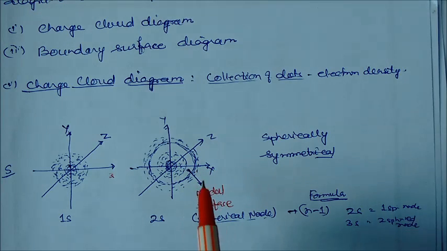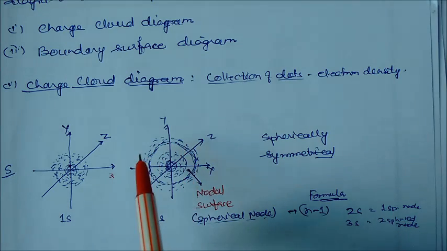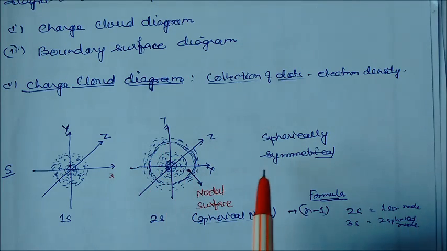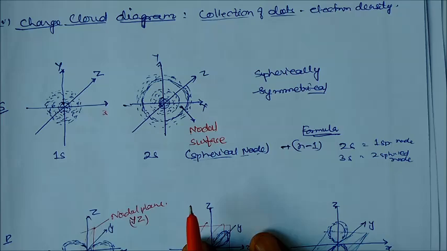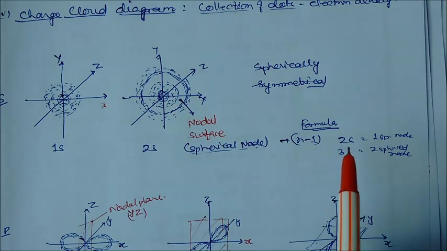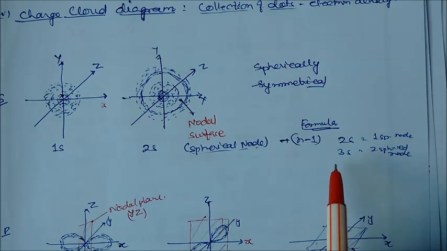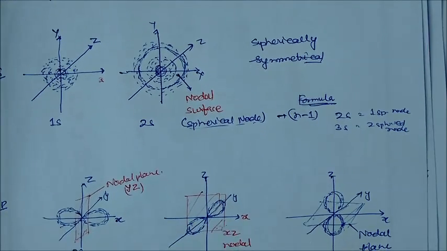We already know the meaning of nodal surface, and this dots actually looks like spherical symmetry. So a spherical node is there. You can see a totally spherical node is there. And how to calculate this spherical node? We have one formula, that is n minus 1. Like if you take 2s, 1 spherical node; 3s, 2 spherical nodes. In this way we can calculate the spherical nodes.